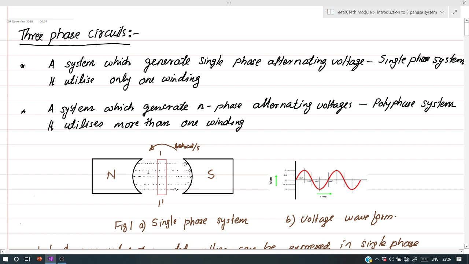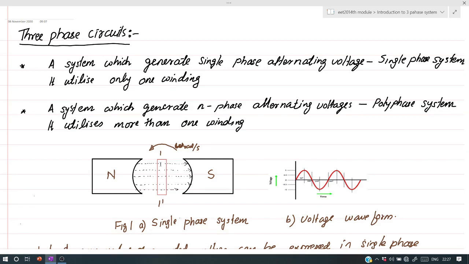As seen here, a single-phase system contains only one winding, say 1, which is rotating at a speed omega radian per second, say in the anti-clockwise direction, under the influence of the uniform magnetic field which is created by North Pole and South Pole as shown here. Based on electromagnetic induction, whenever the flux linked with the conductor changes, here due to relative motion between the stationary magnetic field and the rotating conductor, an EMF is induced in this conductor.